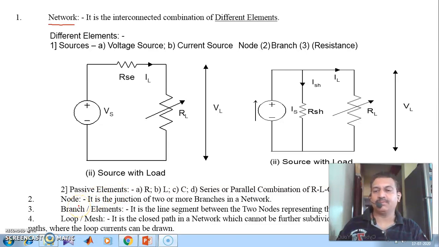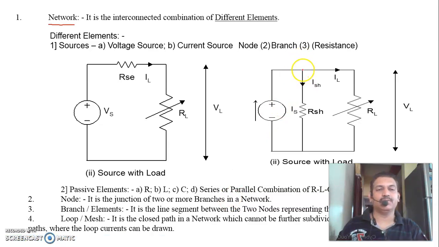Now let us define the second terminology, node. It is the junction of two or more branches in a network. If I just consider this point, this is the point which connects two or more branches in a network. Just check. This is branch 1, branch 2 and branch 3. These three branches are connected with this common point or a junction called a node.